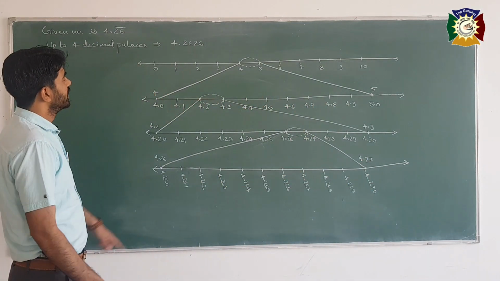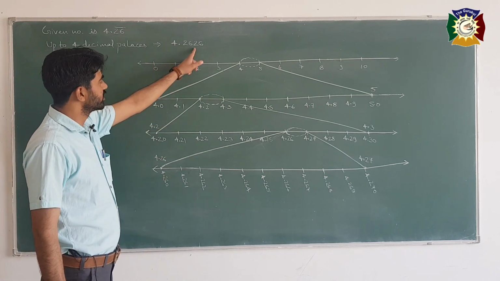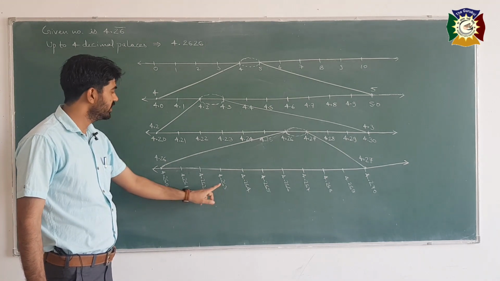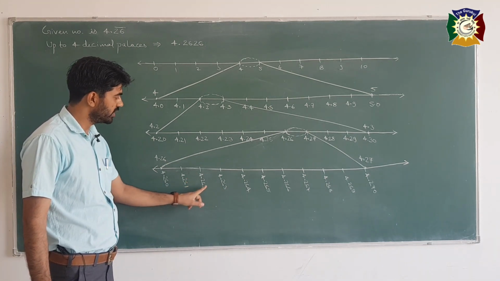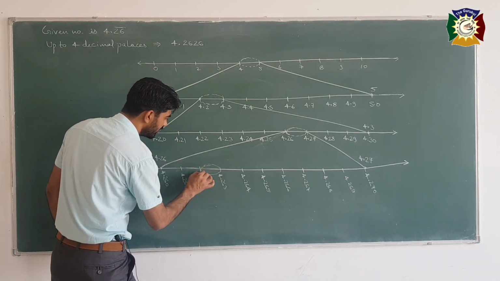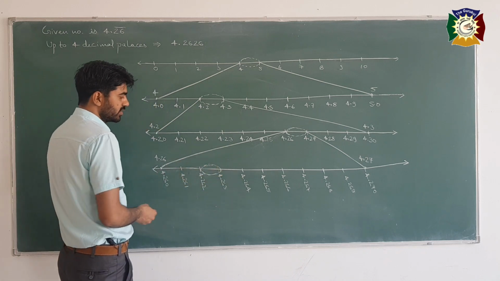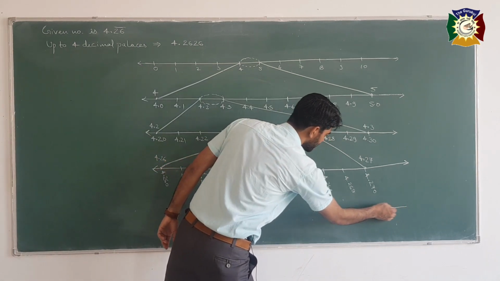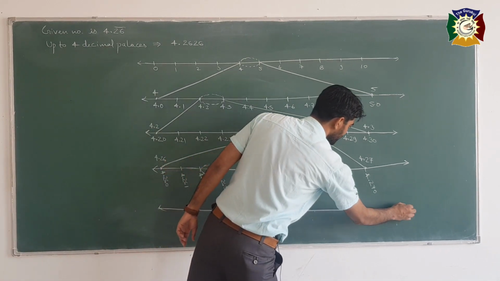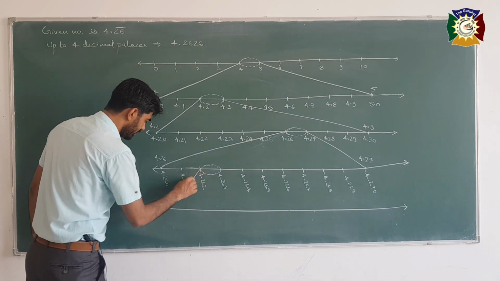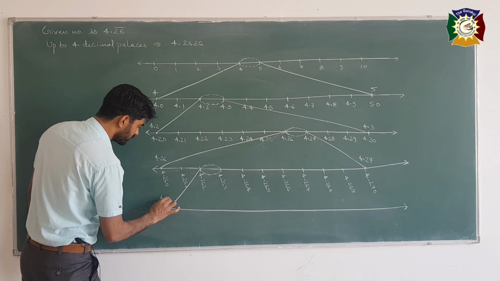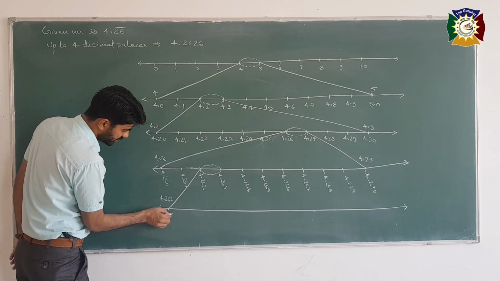Now again, our number is greater than 4.262 and less than 4.263. It means the number lies somewhere between these two numbers. So again we have to magnify the gap between them. Here I am writing this number as 4.262.